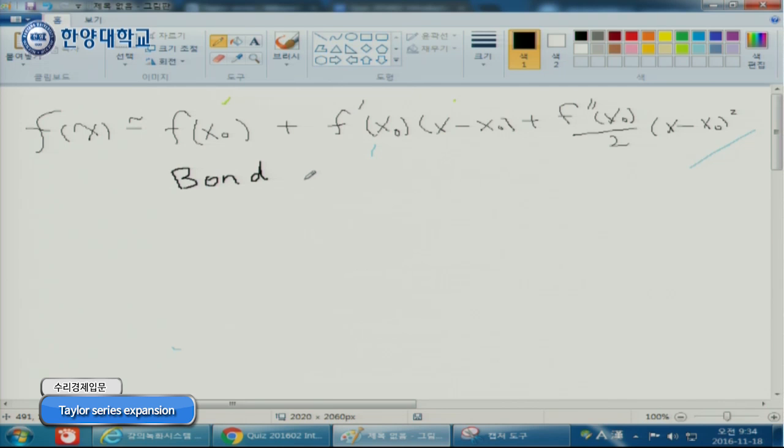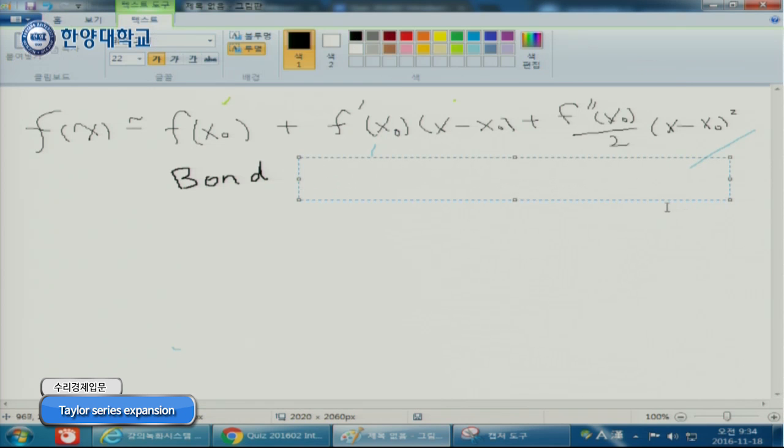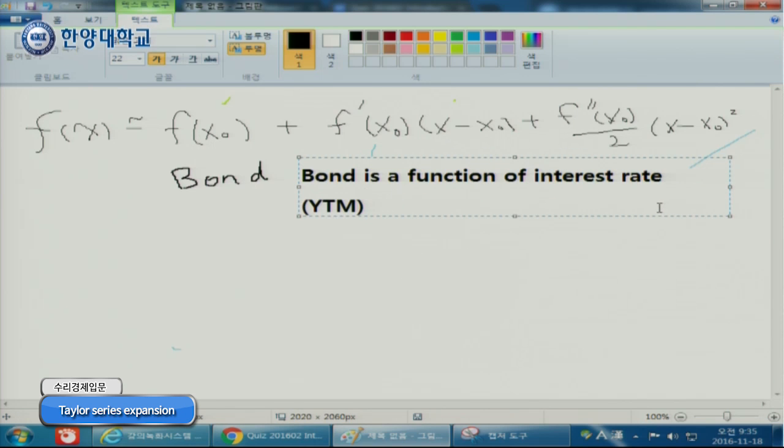Stock is not a bond because tomorrow we don't know what will be the dividend of the stock. And at the end of the day, we don't know what is the formula for liquidation value. So stock is not bond. We don't know the function of how much money we can receive in the future. Okay, so bond is a function of interest rate. Actually, YTM, rigorously, yield to maturity.